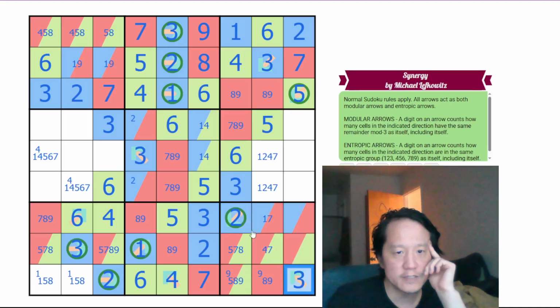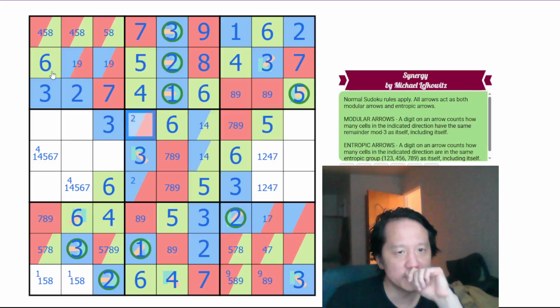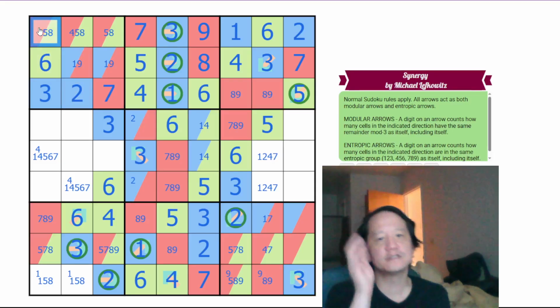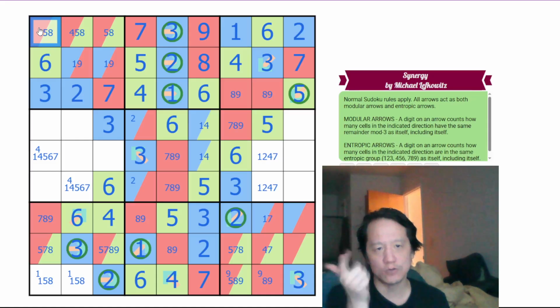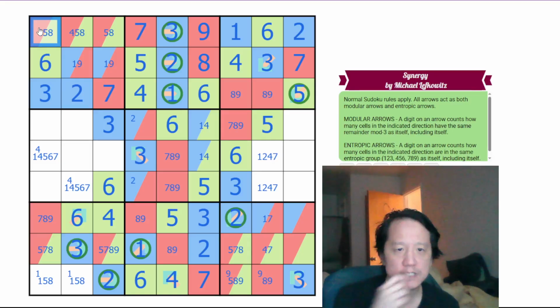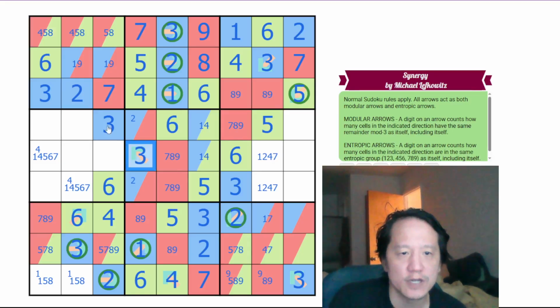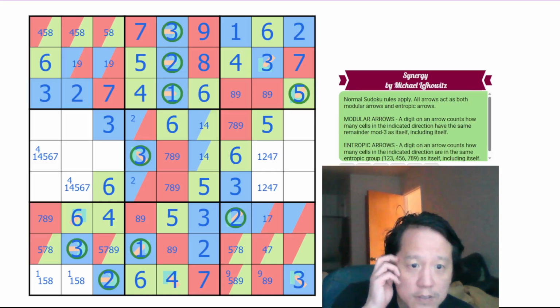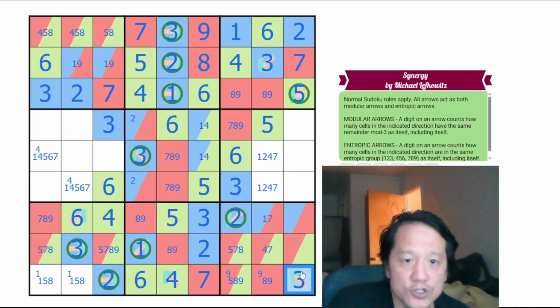Three is pointing at itself in the 2. So it must be pointing at one more low. We don't have anything else here. This doesn't satisfy the entropic or modular set. It's 4, 5, and 8. This 3 is satisfied. 3 is pointing at 3 lows in 3, 3, and 2. It's pointing at 3 0 mod 3 sets, 3, 3, and 6. So this is done. So we just have these 2.